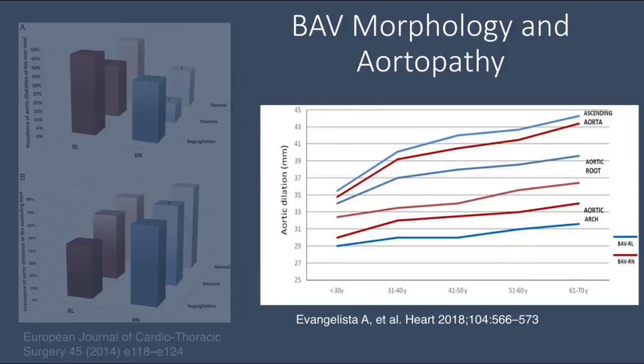This result was reproduced by Evangelista earlier this year. They too found that those who have an isolated root phenotype tend to have fusion of the right and left coronary cusp. There was no significant correlation with those with an ascending phenotype. However, those with an arch phenotype would more likely have fusion of the right and non-coronary cusp.